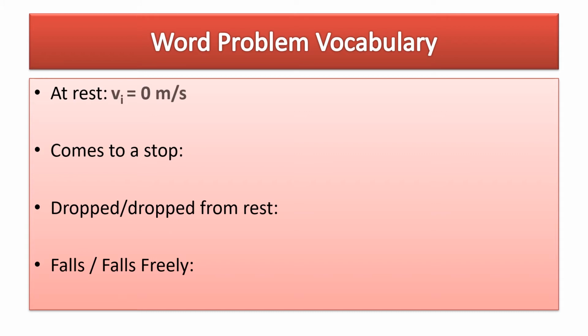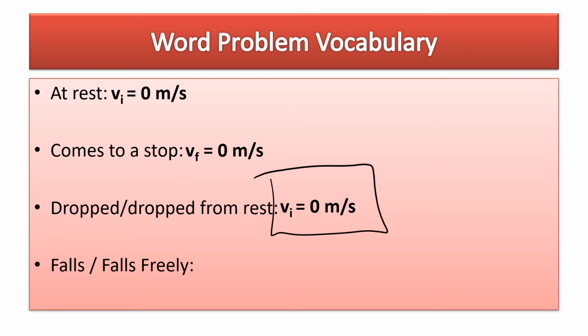If it's at rest, that means the initial velocity is 0. And if it comes to a stop, that means the final velocity is 0. We knew those from our kinematics 1, the unit 2 stuff. Now we're going to encounter words that say the object is dropped, or they could say it's dropped from rest. But if they just say you're dropping a ball, okay, then that's telling you the initial velocity is 0. You're just holding it there, the velocity is 0, and then you drop it. So they're telling you that you could plug this into your equation.